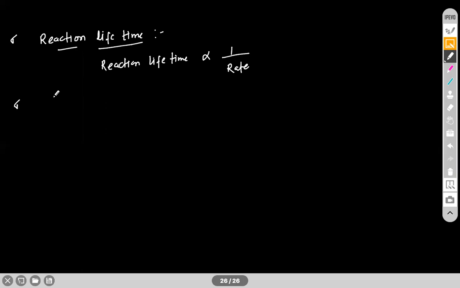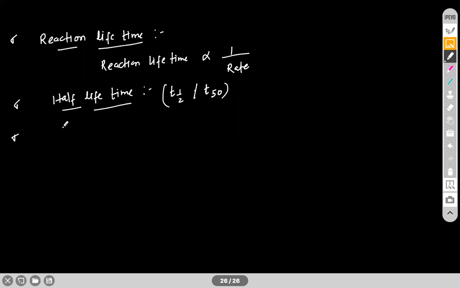The next one is half lifetime. Half lifetime is the time taken or required for 50% completion of the reaction. It is represented by T half. This one is important. 50% completion of the reaction. T half, or we also write it as T50, like this. So it is the time required for 50% completion of the reaction.